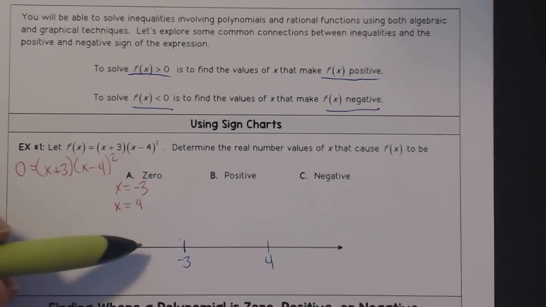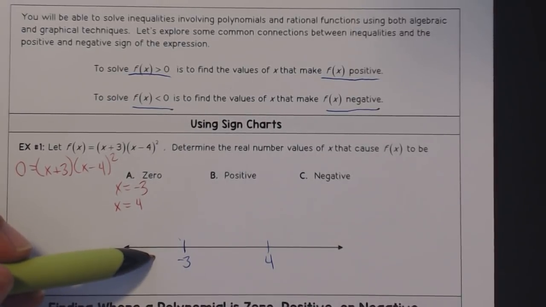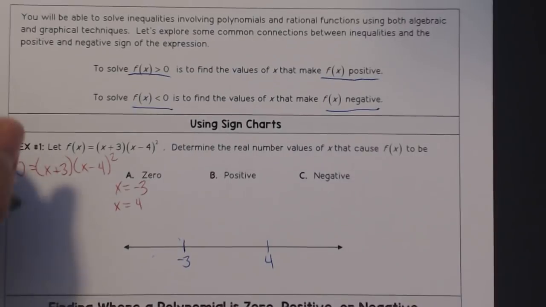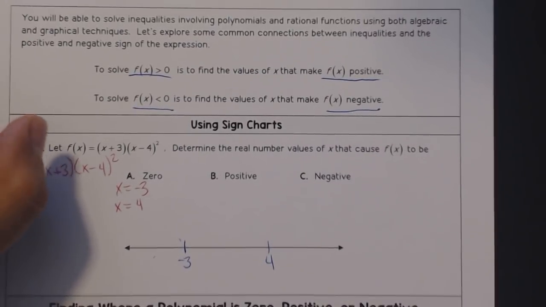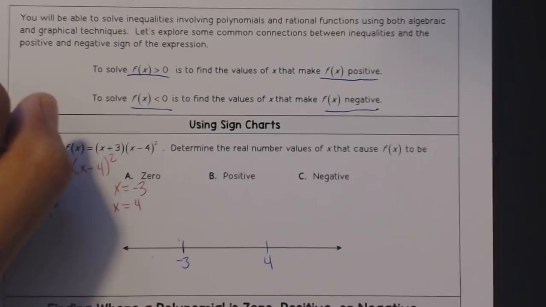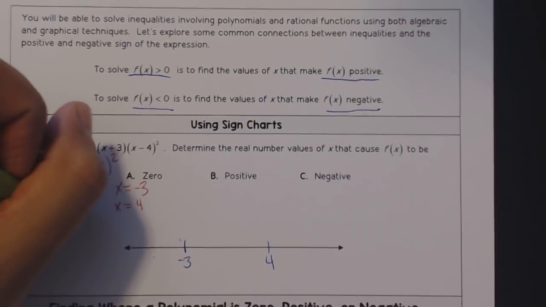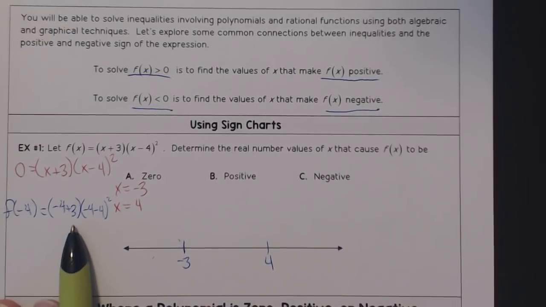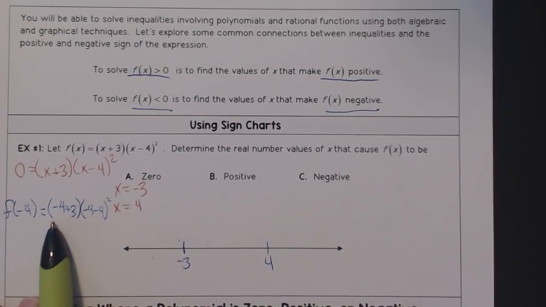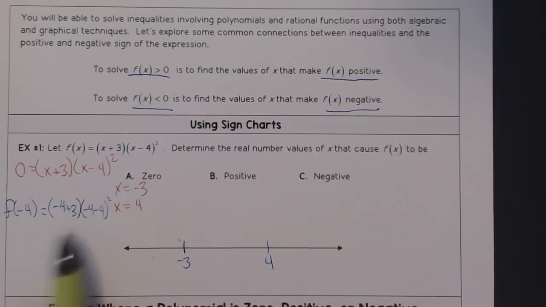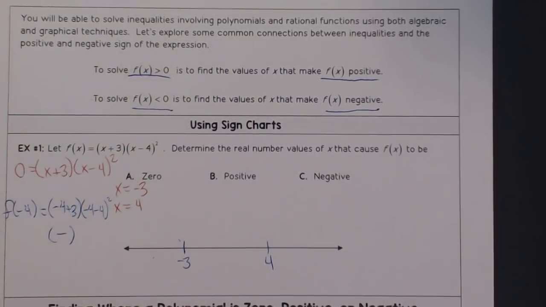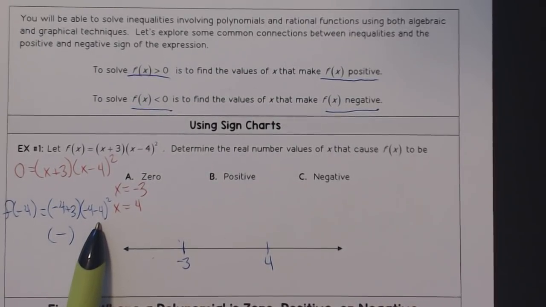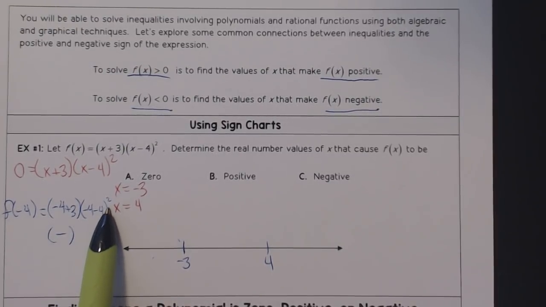So we plug in something less than negative 3. The next obvious number is negative 4. If I plug in f of negative 4, I get negative 4 plus 3 times negative 4 minus 4 squared. We evaluate what the sign of this is going to be. Negative 4 plus 3, well, negative 4 is smaller than negative 3, so we're going to get a negative here. In the second part, negative 4 minus 4, we will always get a positive number. Why? Because there's a square here.